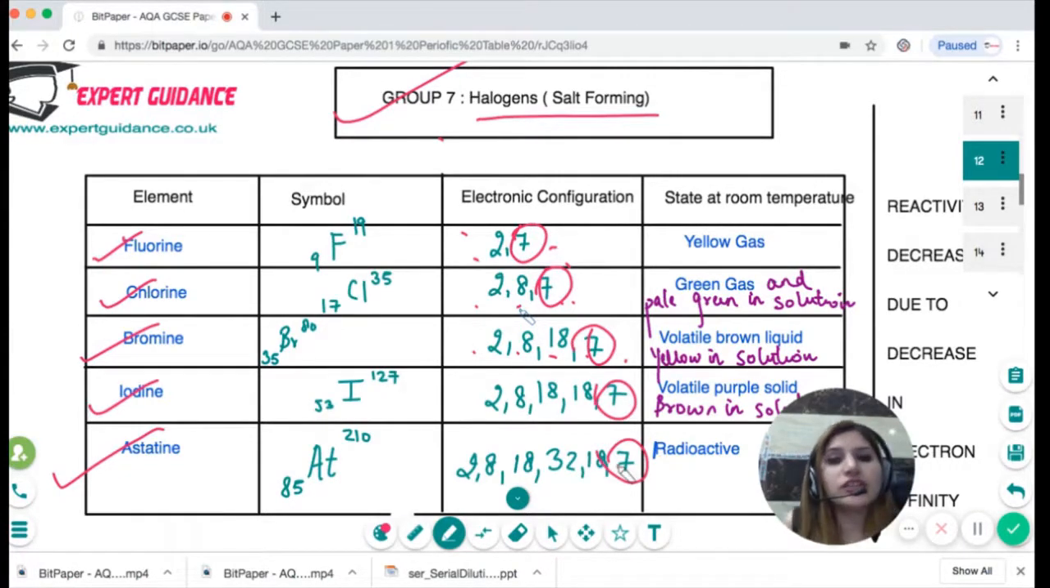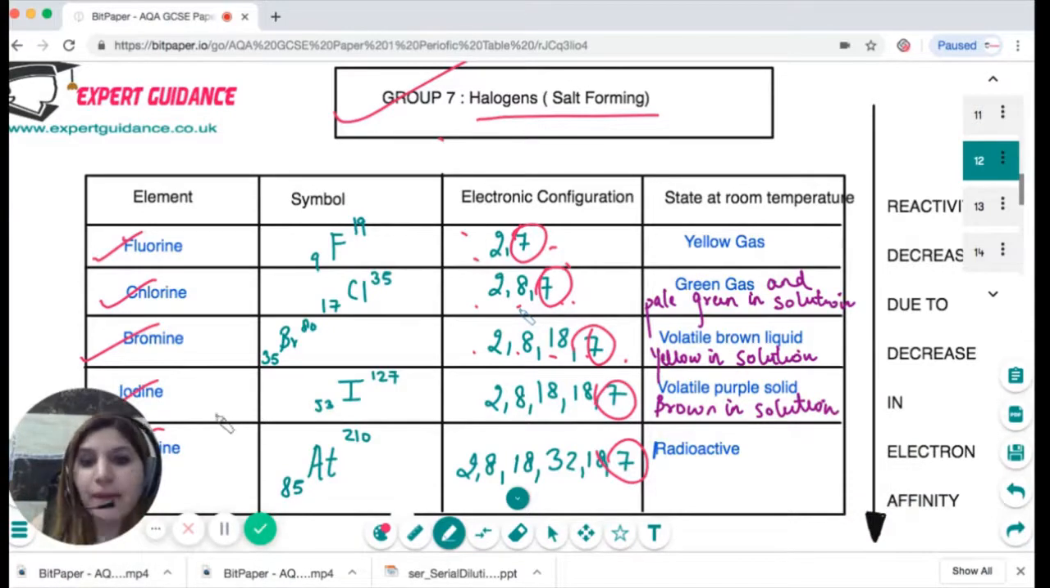Now you also need to know the physical state, like how they look at room temperature and how they look in solution. Fluorine is a yellow gas, chlorine is a green gas, and if a reaction results in the formation of chlorine in solution, it will give a pale green color. Bromine is a volatile brown liquid, but if bromine is in the form of bromine water, it will be a yellow colored solution. Iodine is a volatile purple solid, but in solution it will form a brown solution. And astatine is a radioactive halogen.